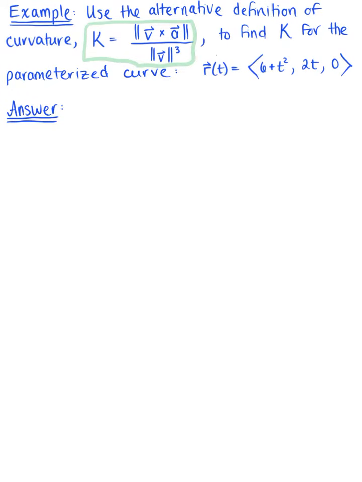So we need to take our position vector, vector r of t, and find the velocity vector and the acceleration vector. We, of course, know that the velocity vector is equal to the tangent vector. So differentiating our position vector, we have 2t, 2, 0. And notice we have a scalar multiple of 2, so I'm going to pull that scalar multiple 2 to the front. So we're left with the velocity vector 2 times vector t, 1, 0.